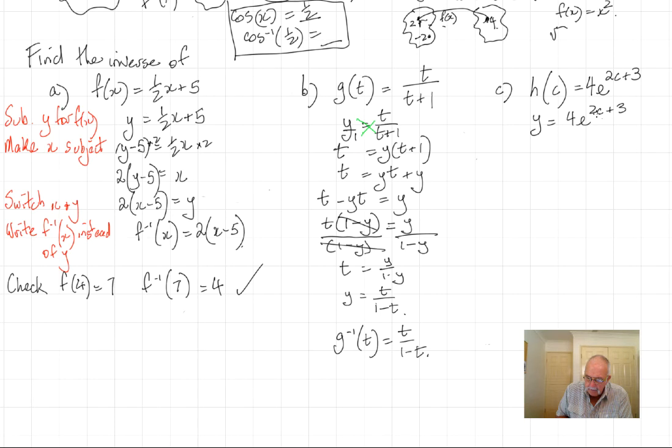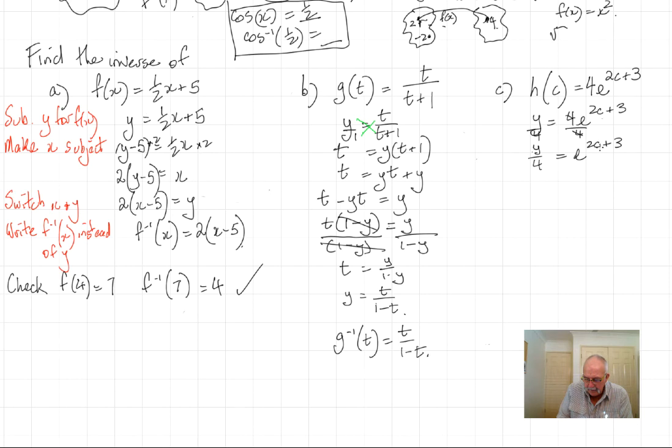When we've got the unknown in the power, we normally take logs, and because we've got e to something, we're going to take log to base e. But we don't do that until we get rid of this 4. So we divide both sides by 4, and we get y over 4 equals, now those will cancel, and we get e to the 2c plus 3.